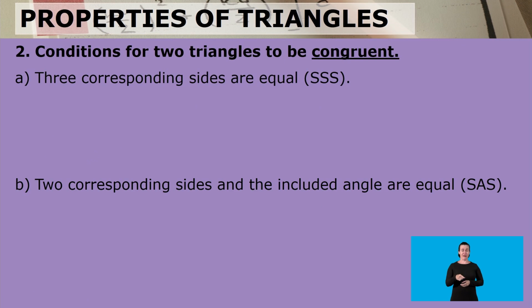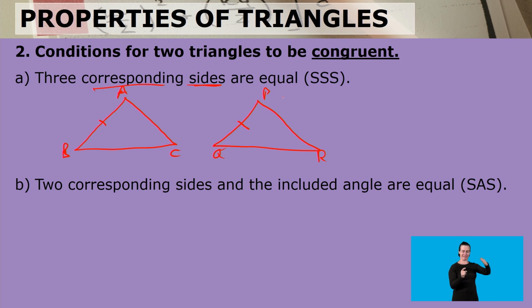Let's look at conditions for two triangles to be congruent. The first one is three corresponding sides are equal. Let's look at two triangles freehand drawn. When we say corresponding sides, if we are looking at triangles ABC and PQR, and we're looking at side AB, we are going to look at side PQ on the next triangle, and then the bottom side, which would be BC, will correspond with QR, and then AC will correspond with PR. So when we're looking at corresponding sides, they need to be equal, and then we say side, side, side. Those three S's stand for three sides that are corresponding and equal.